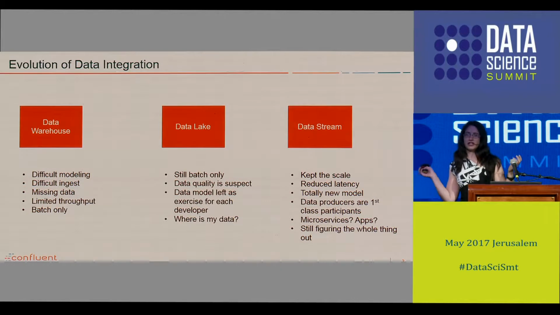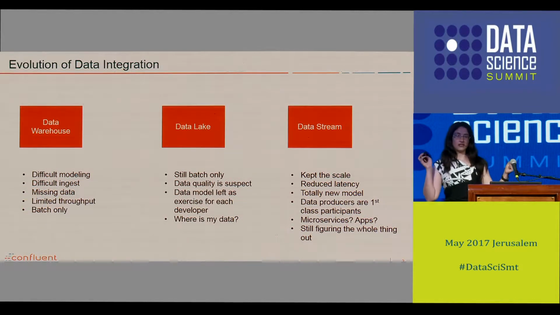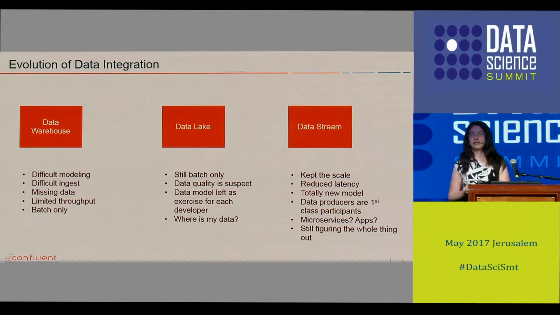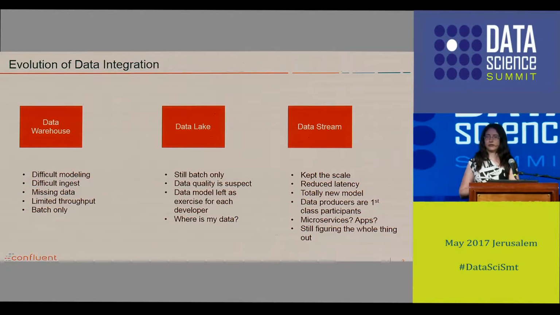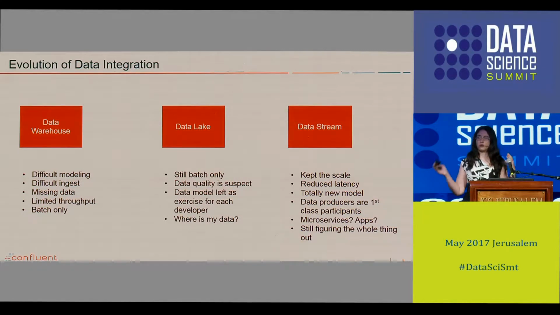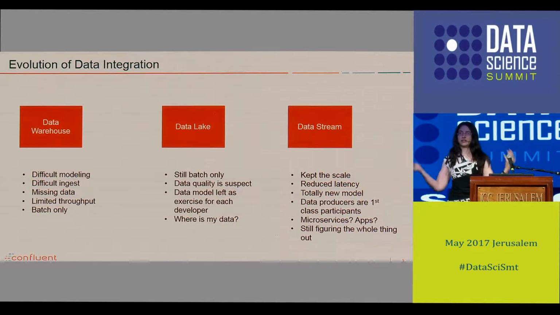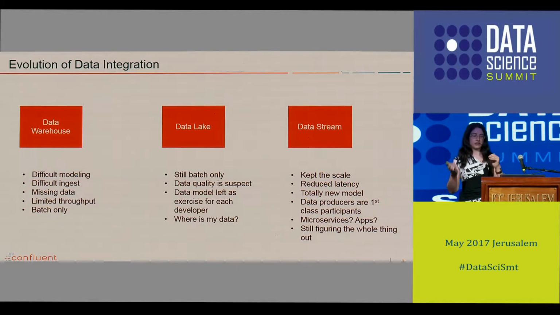So I'm talking about modern data integration, so let's look at what happened to data integration in the last pretty much 17 years since I started doing that. 17 years ago, year 2000, we had a data warehouse. And data warehouses were fantastic and promised to solve all of our data integration pains for the entire organization, letting everyone see all the data.